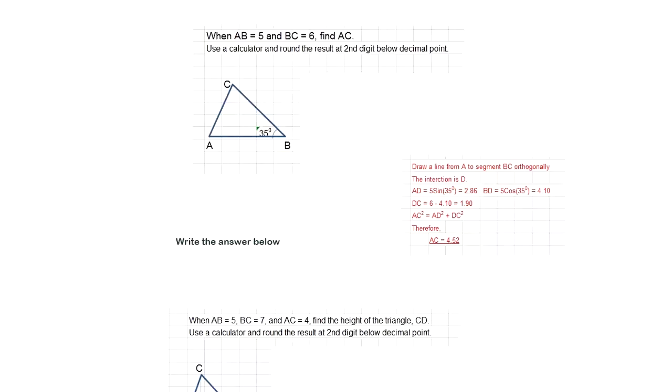When AB equals 5 and BC is 6, find AC. Again, what you do is you drop the perpendicular line. From this 6 and the angle, you can calculate this and this. So the remaining is 5 minus, if this is alpha, right? And you know this and this, and this is a right triangle. So using the Pythagorean theorem, you can calculate AC.